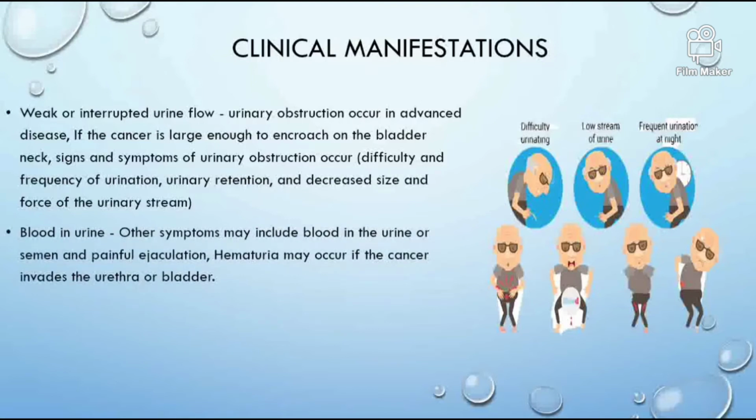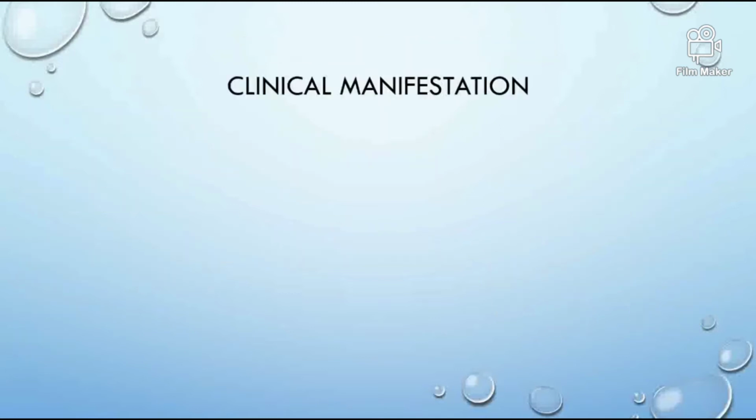Other symptoms may include blood in the semen and painful ejaculation, which occur if the cancer invades the urethra or the bladder. It also causes nocturia and dysuria. It also causes pain in the pelvis, spine, and ribs.